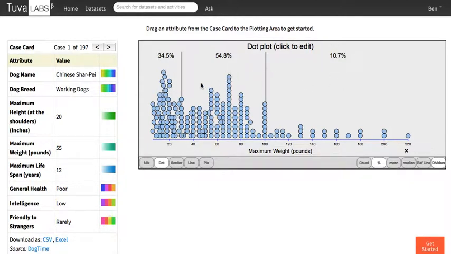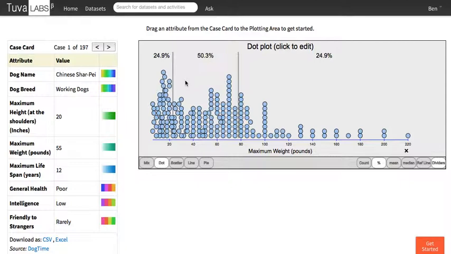So, to find that cluster, we're going to have to move the dividers again. And we're going to have to move this divider until we reach about 25%.